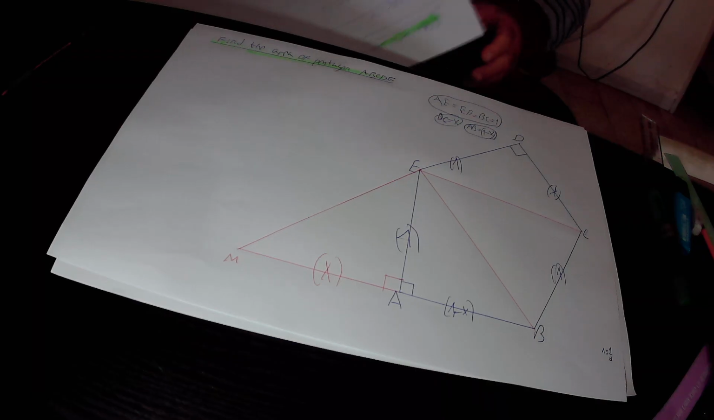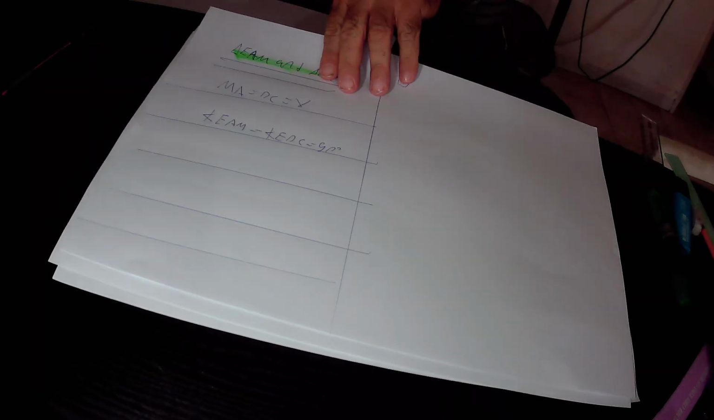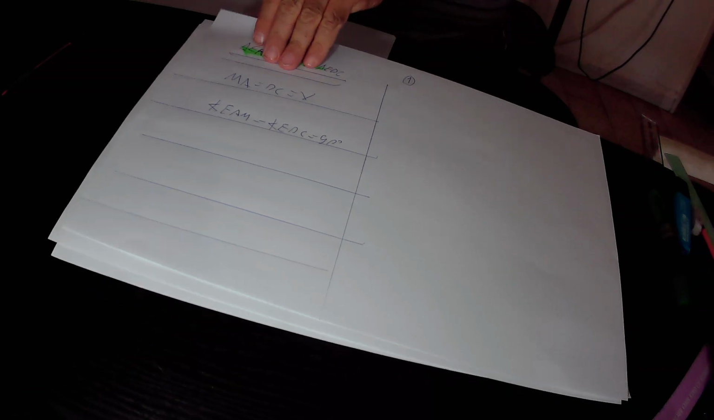And again, we found out that angle EAM in the right triangle EAM is equal to angle EDC in the right triangle EDC. They are both equal to 90 degrees and therefore they are equal to each other.